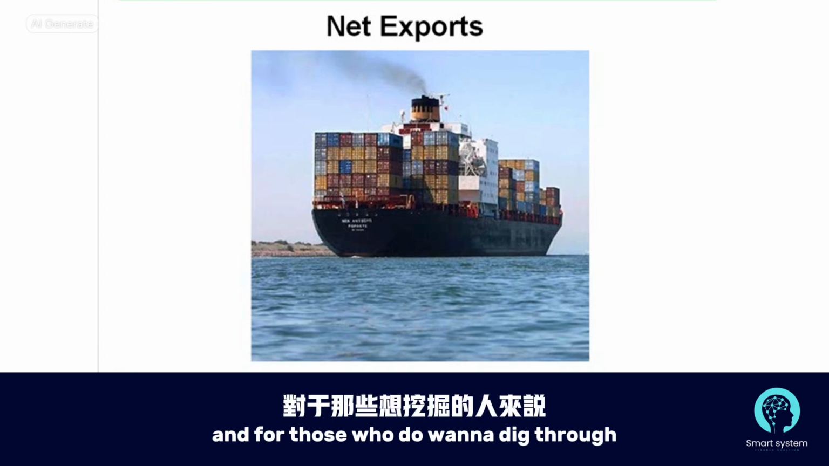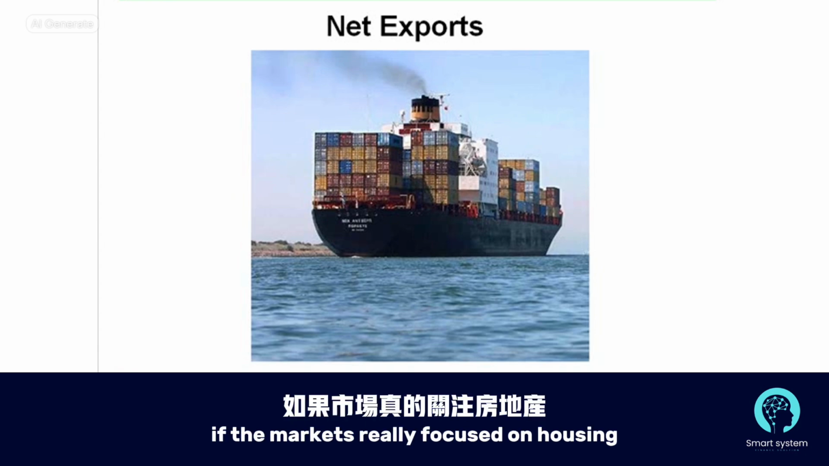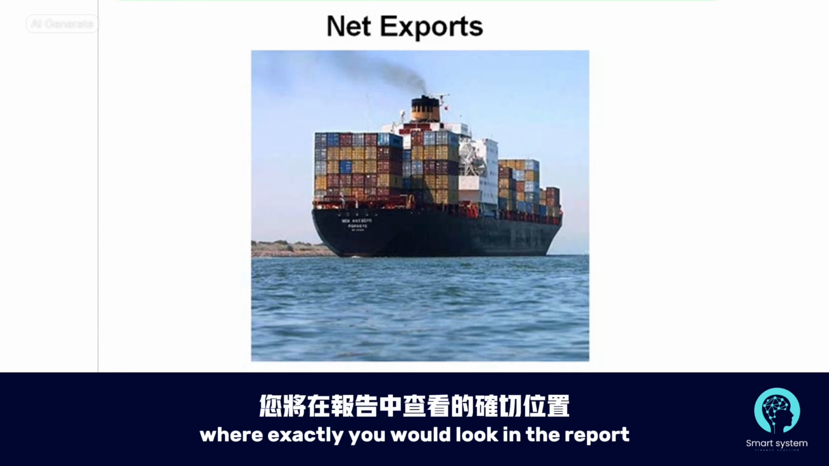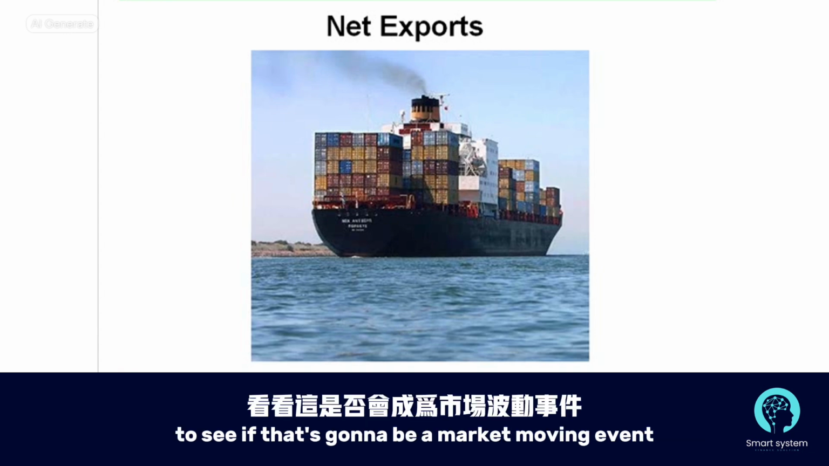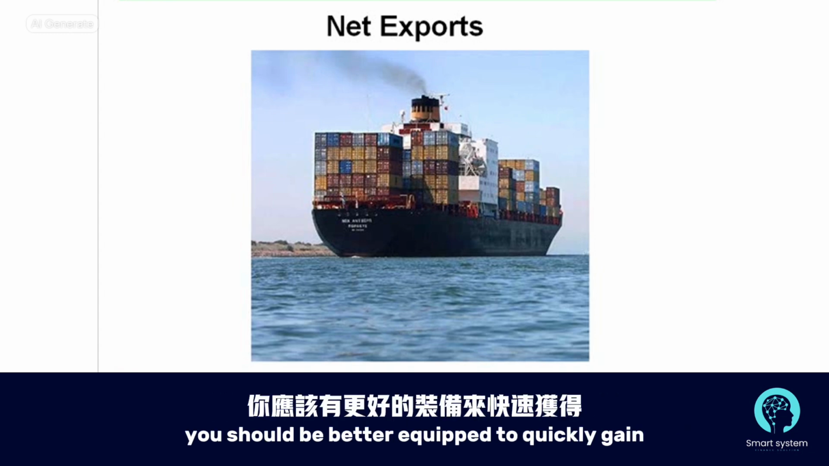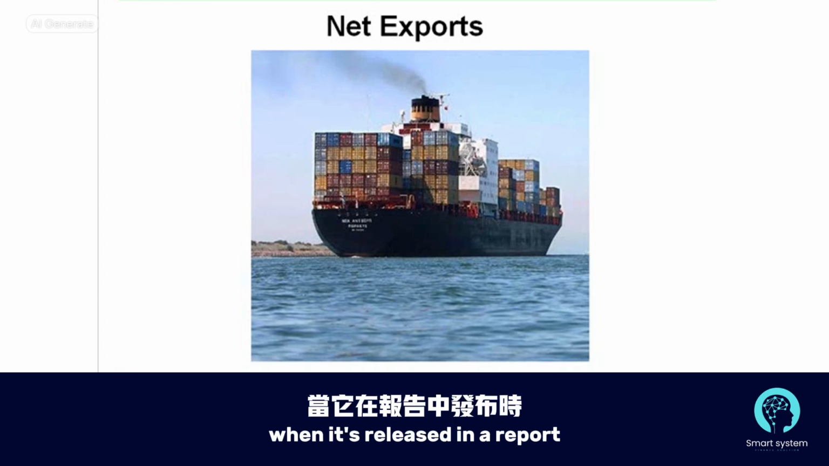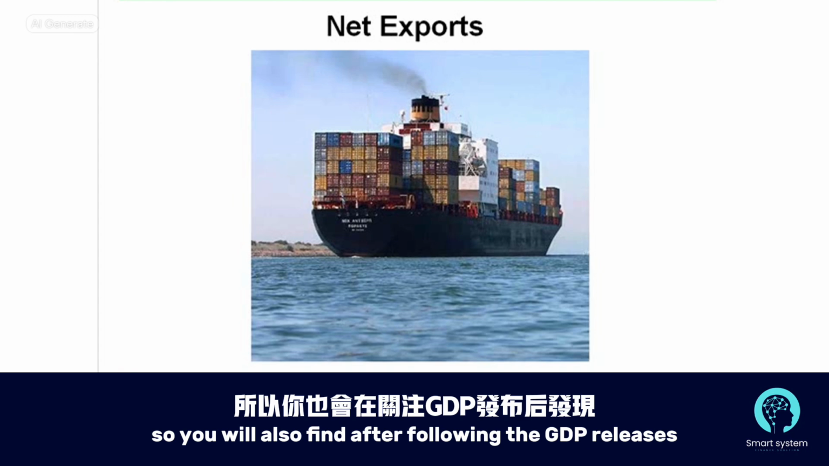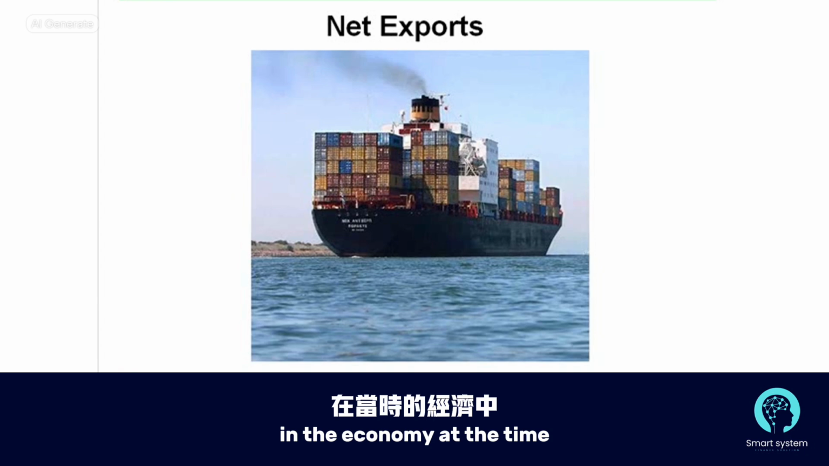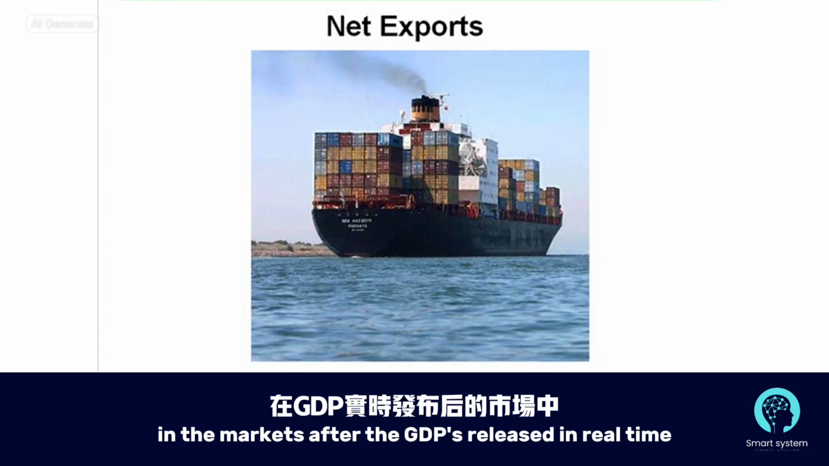And for those who do want to dig through, it'll be pretty obvious before the number what would be a market moving event. If the market's really focused on housing or something with the inventories, you would know exactly where to look in the report to see if that's going to be a market moving event. So now you have a broad understanding of these categories. You should be better equipped to quickly gain an understanding of what the market's focused on when the report is released. You will also find, after following the GDP releases, that the market is going to be focused on different things depending on what's happening in the economy at the time, and this will help you better understand what's going on in the markets after the GDP is released in real time.